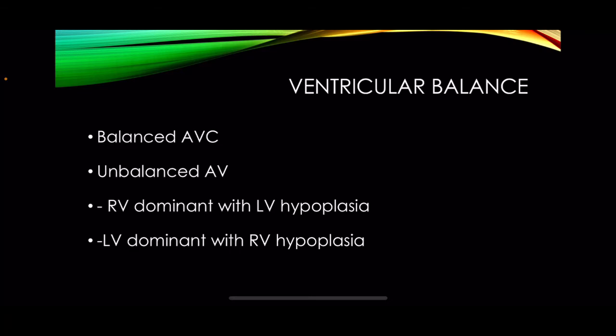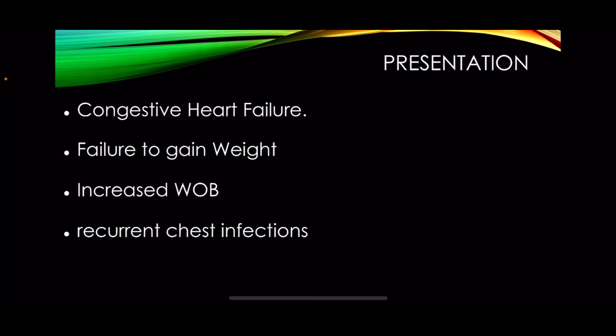So we have now a patient with common AV canal, and we'll see in the echo that the cardiology said it is a balanced AV canal. That's good. If it is an unbalanced AV canal, I will see if it is right dominant or left dominant. Is it right ventricular dominant or left ventricular dominant? And how is the other ventricle? Is it hypoplastic or is it of a good size?